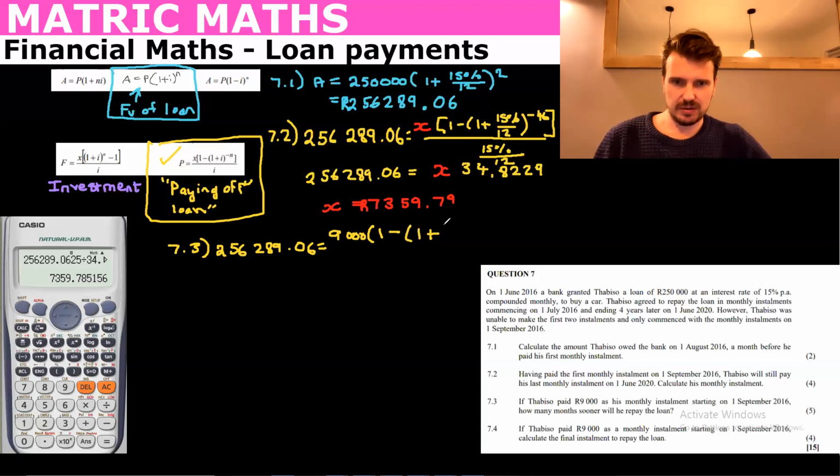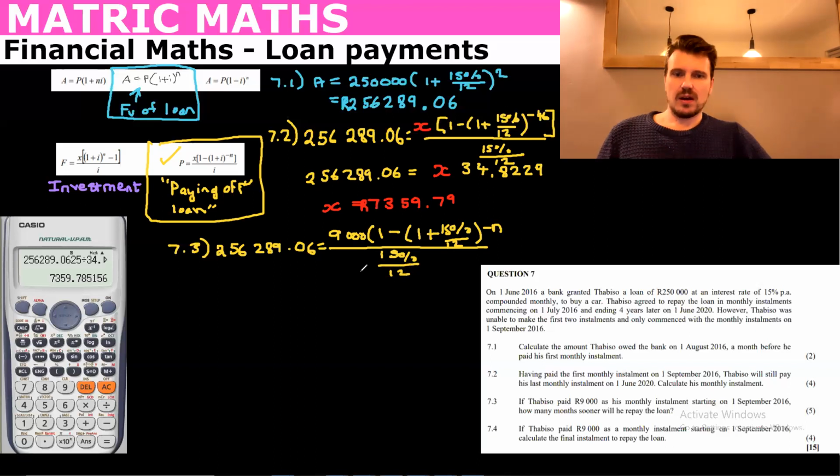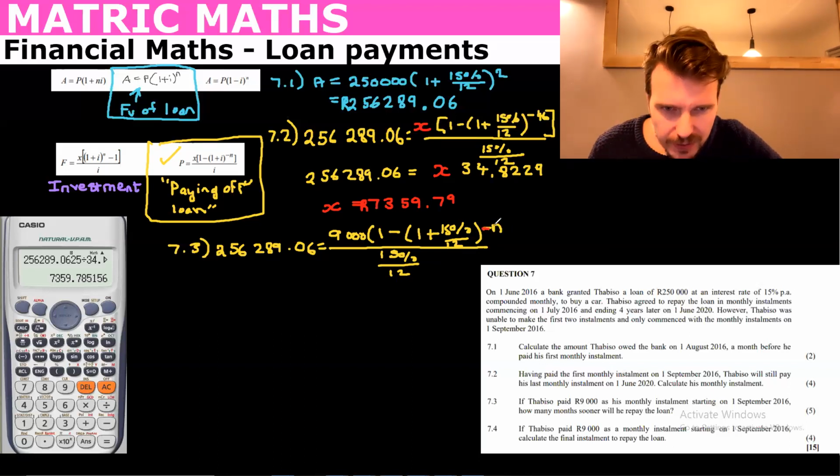So again, 15% over 12 to the power of minus N, we don't know, over, and then this is 15% over 12. Okay, so once again, we are in a situation where we need to get minus N by itself. So let me actually do minus N this time in red, because that is what we want to get now.